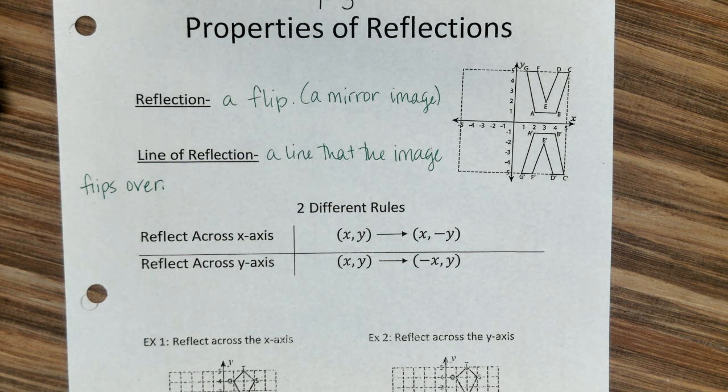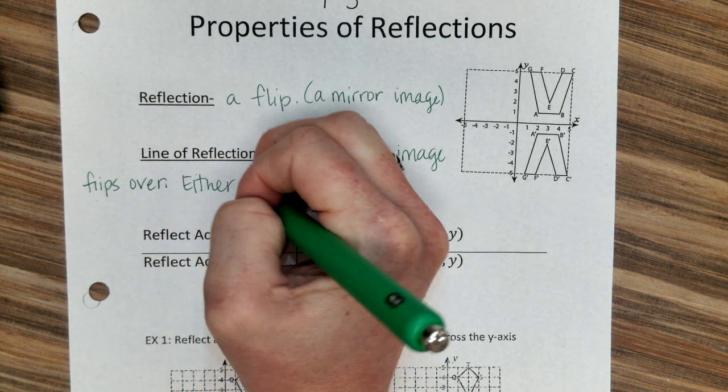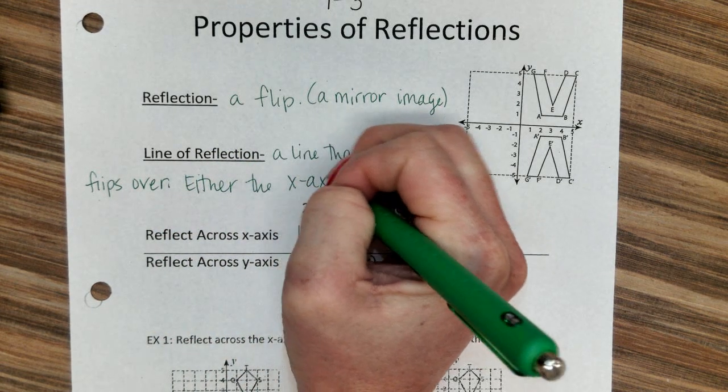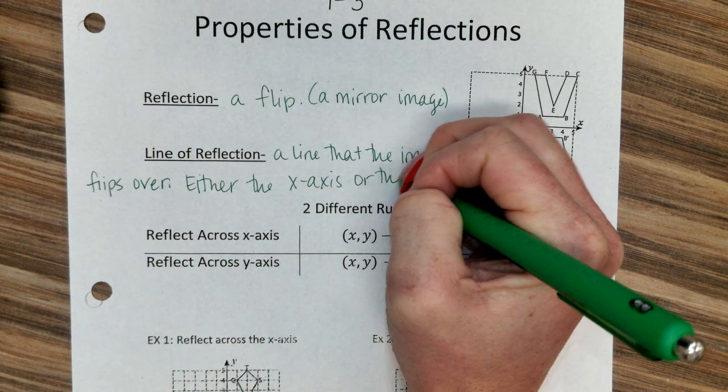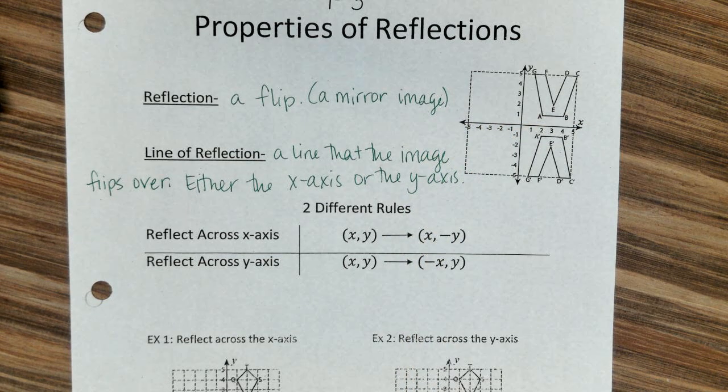In my class, the line of reflection will be either the x-axis or y-axis. Now, once you get to geometry in high school, it could be anything. It could be like x equals 1 or y equals 2. But in my class, the line of reflection is either, so let's write that down, either the x-axis or the y-axis. The line of reflection is either the x-axis or the y-axis.